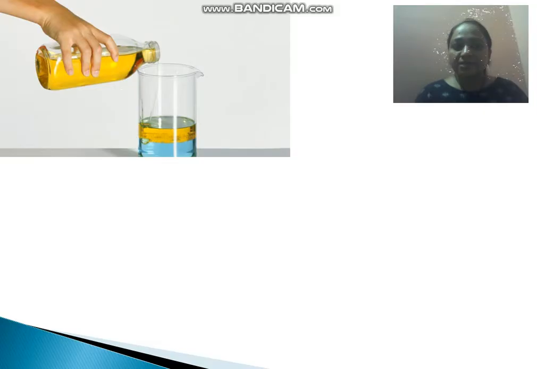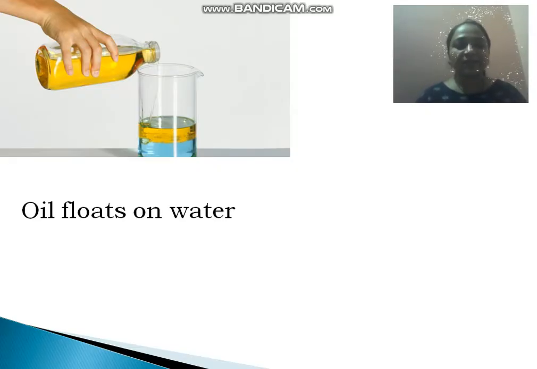What is the next image? Yes, we are pouring oil into the liquid. So what is the meaning of that? Oil floats on water, is it?